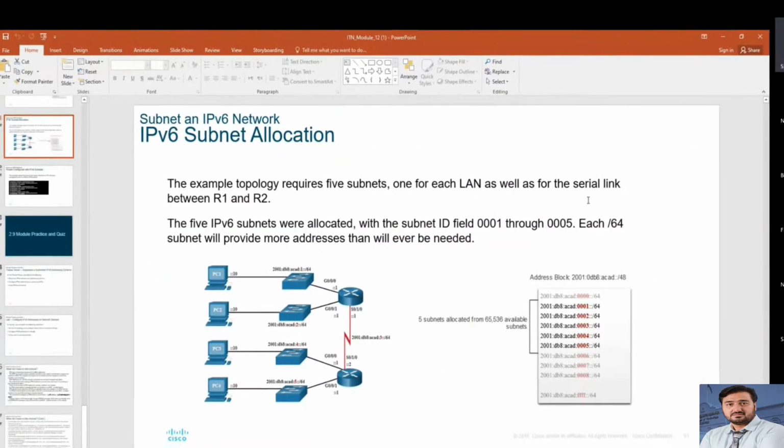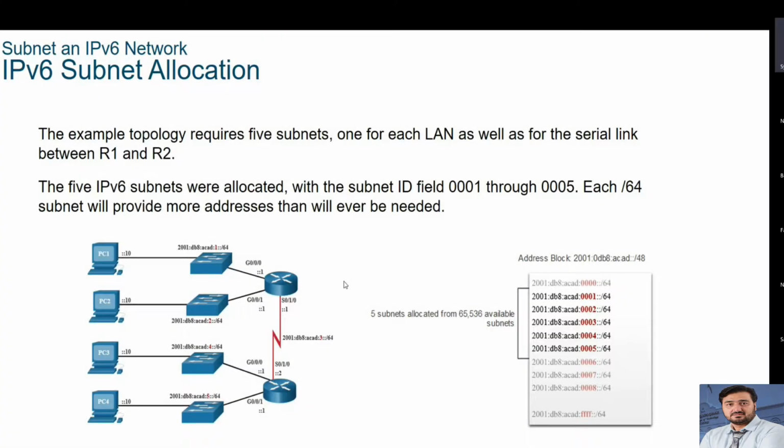So how can we do the subnetting, the IPv6 subnet allocation. This example topology requires 5 subnets, one for each LAN as well as for the serial link between router 1 and router 3. So we have seen, so here, this is our hexadecimal number. And let me make it a little bit bigger, take my pen.